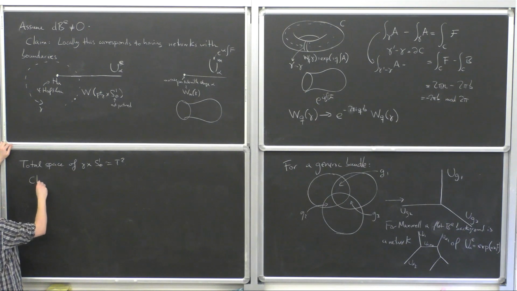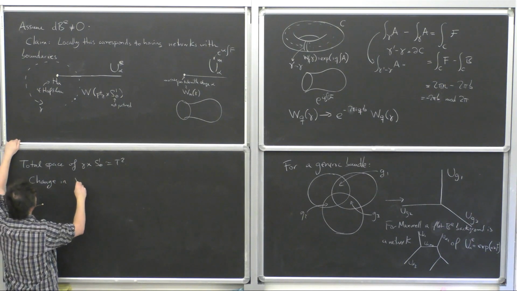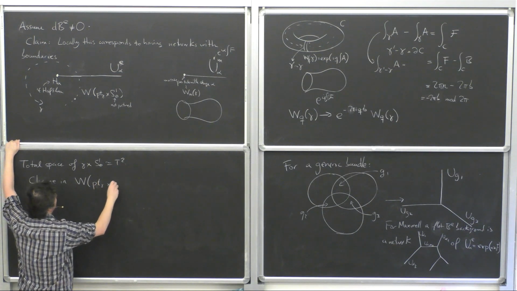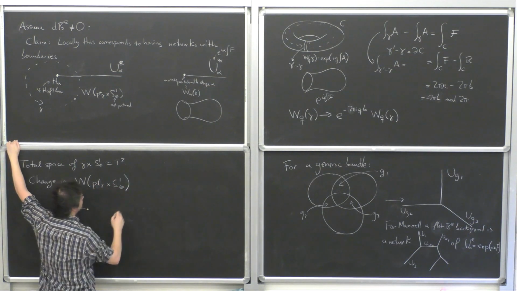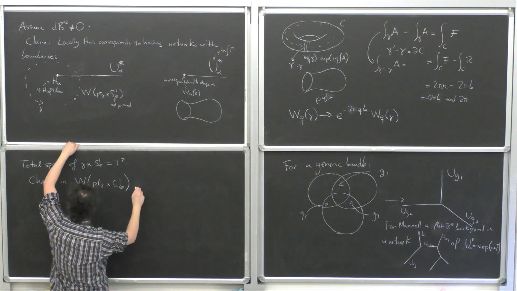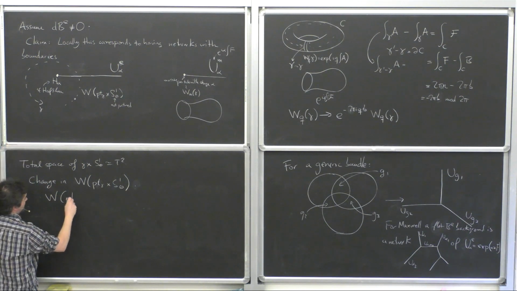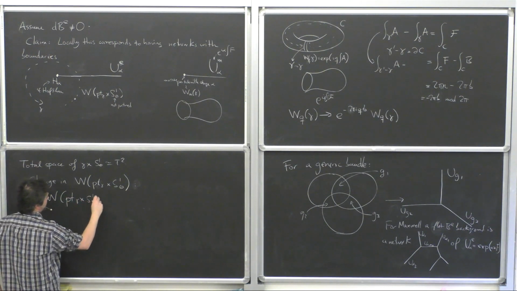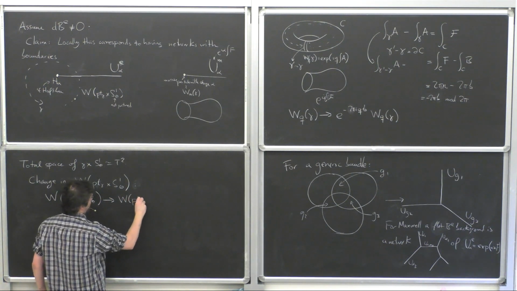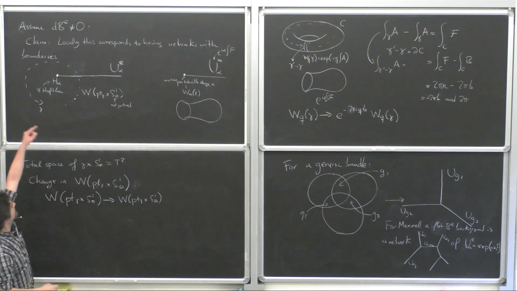So the change in omega wrapped at some point in gamma times S1 theta is going to be as follows. Omega at the point in gamma times S1 theta goes to omega at the point in gamma times S1 theta. So I end up in the place I started after I go around.